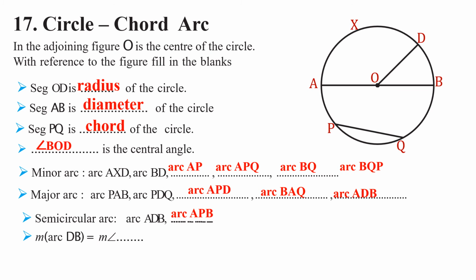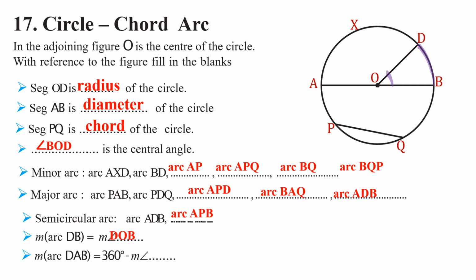Major arc DB. How to measure the arc? This is equal to the measure of its central angle, means angle DOB.